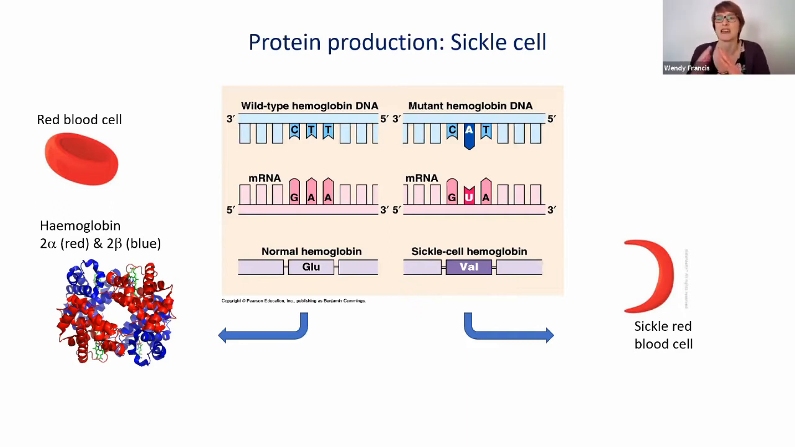So what you get is an aggregation of the beta globin, of the sickle globin molecules. Okay, and that will distort the shape of the red blood cell. So you get this sickle red blood cell, which can cause all sorts of problems because it can lead to blockages of various blood vessels. So that's one example where a single base change within the DNA can lead to a significant alteration in the protein structure and function to cause disease.